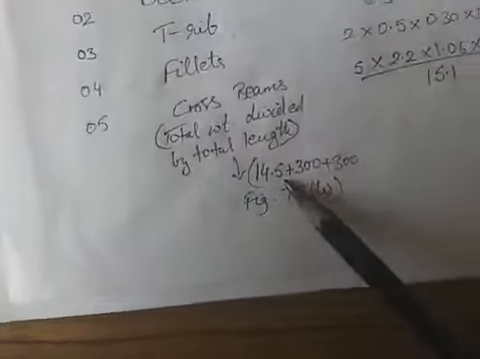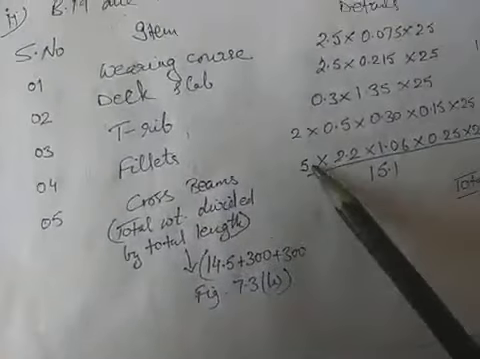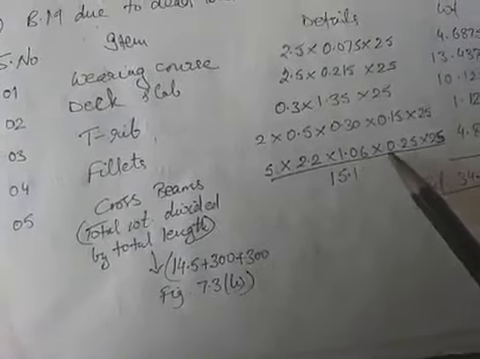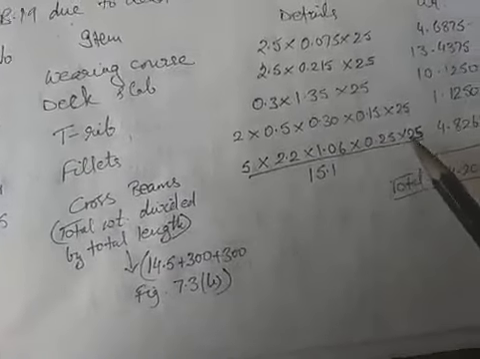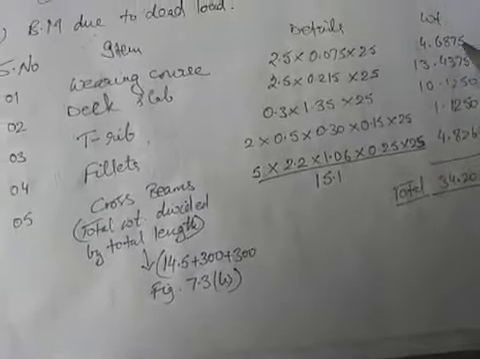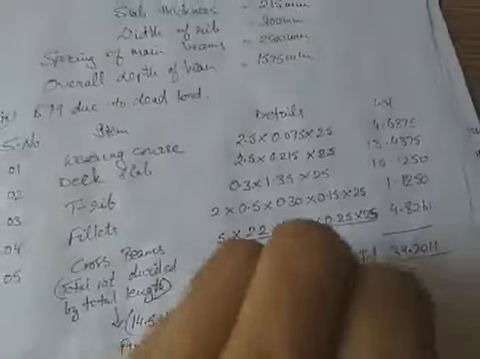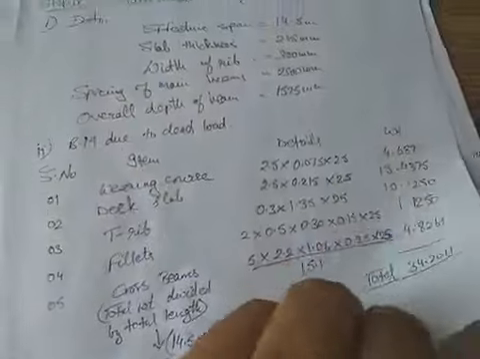So this is 15.1. So 5 cross beams of 2.2 into the depth of the cross beam, into the thickness of the cross beam, into 25. So this gives me the total. So this 34.211 is the total UDL which is going to come on the longitudinal girder through dead load.